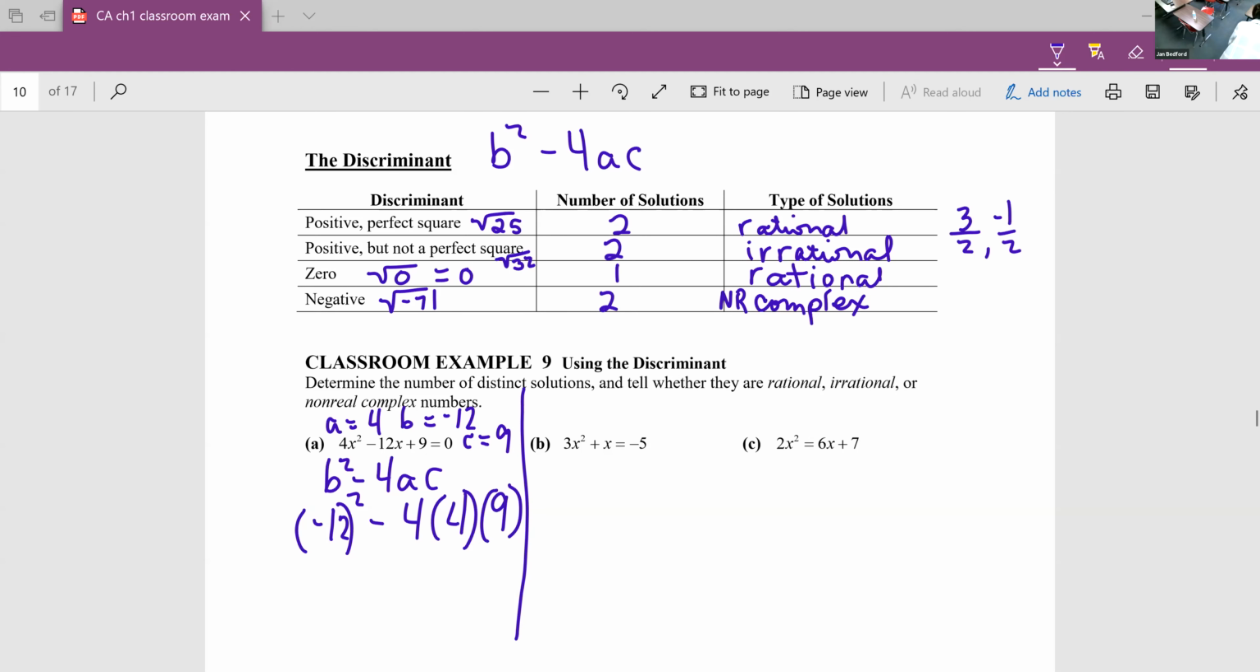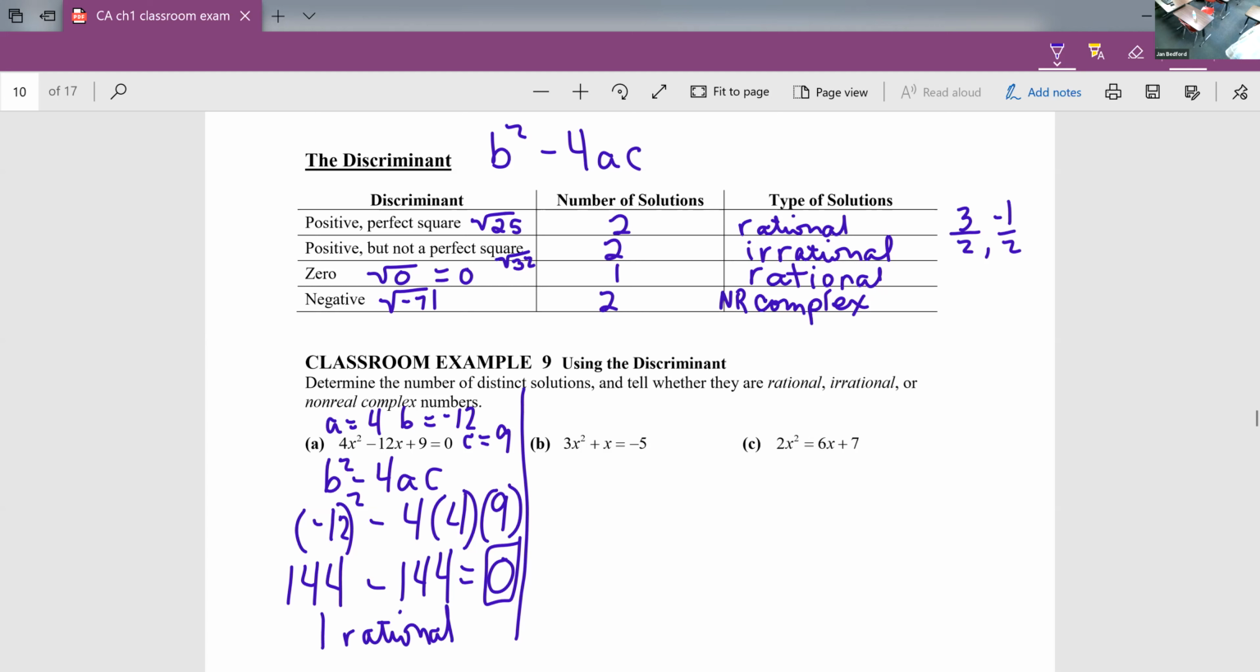What happens when you square negative 12? What do you get? 144. If you put it in your calculator and you didn't put negative 12 in parentheses, it told you a negative 144, and that's going to mess you up. This is actually a positive 144. Minus, how much was 4 times 4 times 9? 144. 144 minus 144 equals what number? 0. My discriminant is 0, and that means I have how many solutions? 1, and what kind of solution is it? Rational. Good. 1 rational solution.